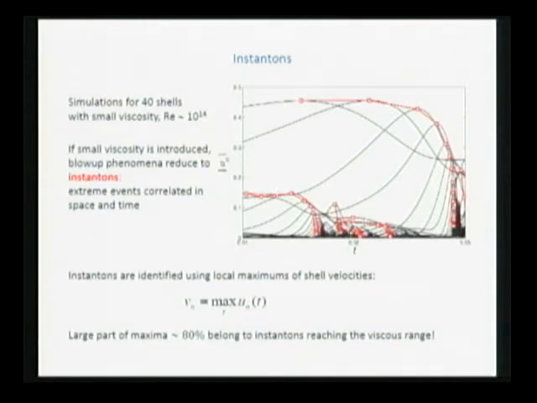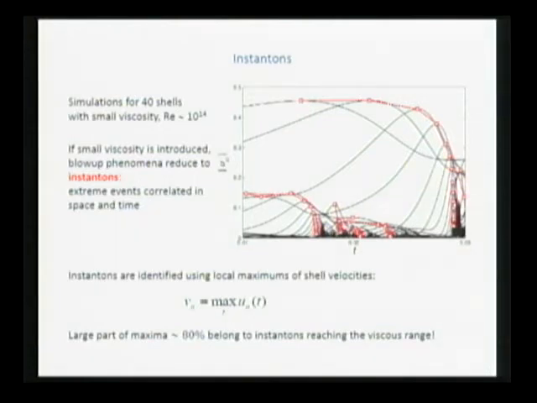It's a numerical simulation of the shell model with 40 shells. This corresponds to a Reynolds number of about 10 to the power 14. So this is why shell models are so nice. You can hardly get this Reynolds number in any other system. And what you see is these lines are just the amplitudes of each shell, so U7, U8, U9, U10, and so on. And you see the intermittency here very clearly.